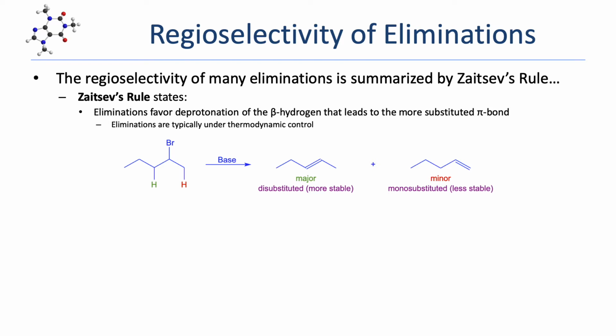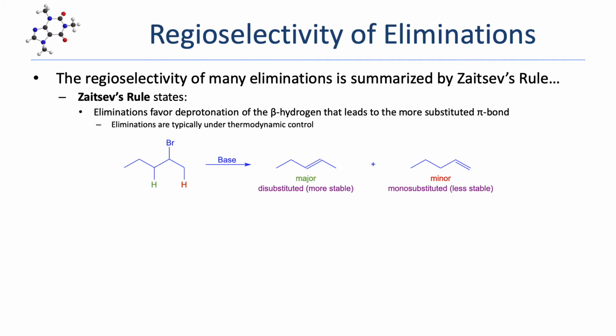During elimination, removal of the green hydrogen from the left would result in the formation of 2-pentene, and removal of the red hydrogen from the right would result in the formation of 1-pentene. And you can see that the 2-pentene on the left is the favored product. This regioselectivity can be summarized by Zaitsev's rule, which states that eliminations favor deprotonation of the beta hydrogen that leads to the more substituted pi bond. And that's because the more highly substituted pi bond is typically more stable.